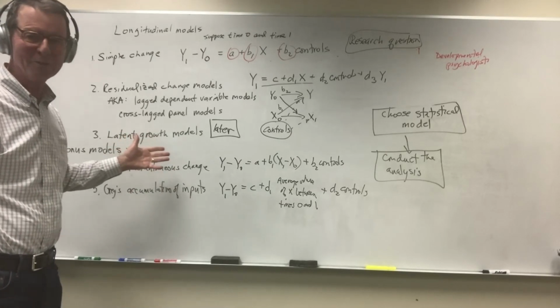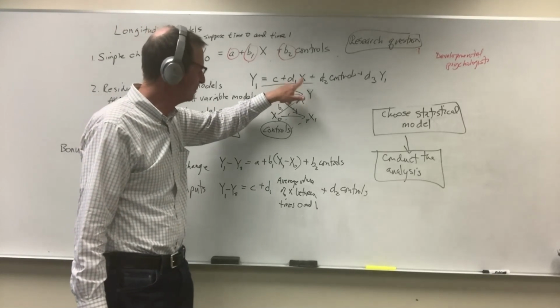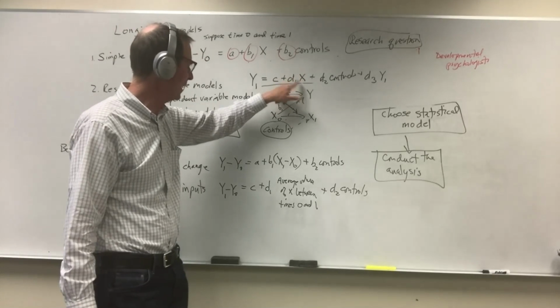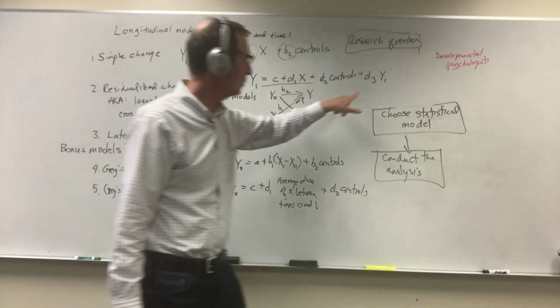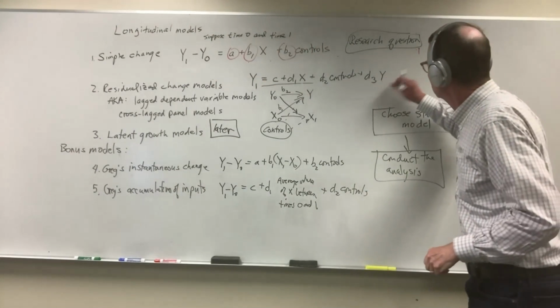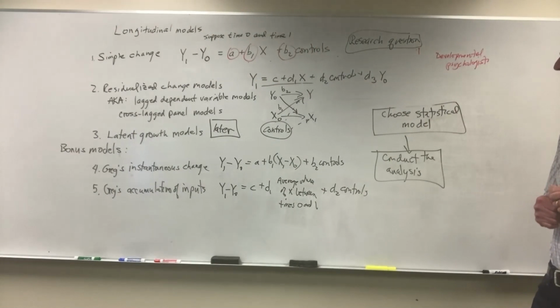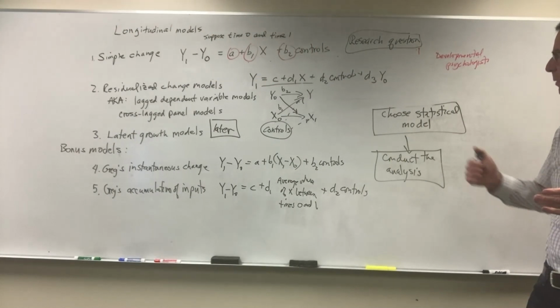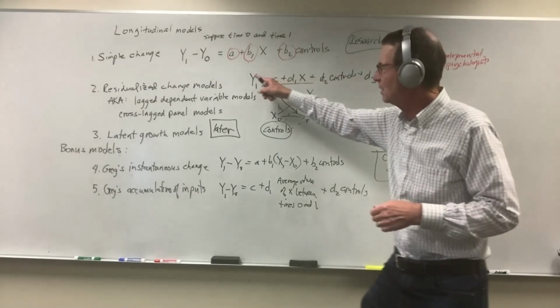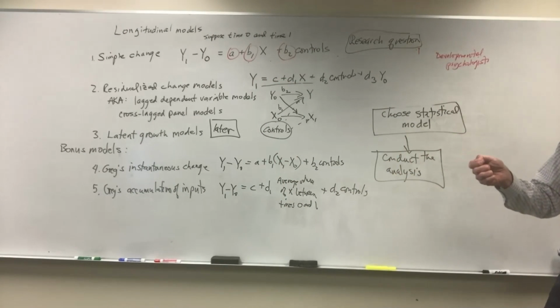So I don't know what it means. I don't know what an effect or an association between X and Y, controlling for Y0, means. I don't know how to interpret that. I know how to interpret it if you bring Y0 over here like this, but let me go through the accumulation of inputs model and you can see what that correspondence is.